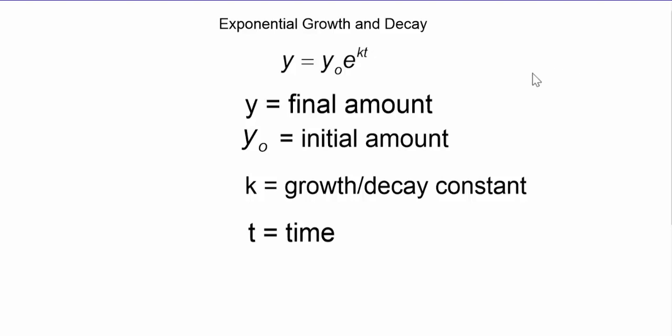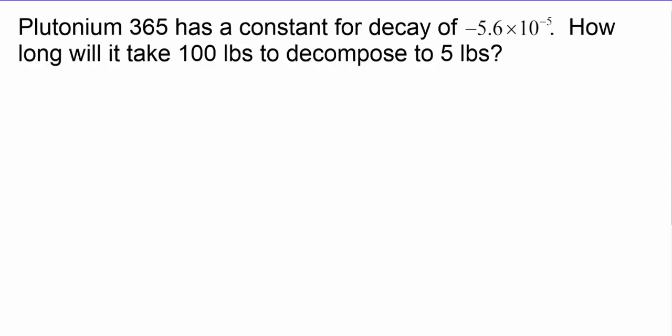Today we'll discuss some applications of exponential equations, and specifically exponential growth and decay problems. A general formula that can be used for all of these is y equals y sub 0 e to the kt power. y is the final amount, y sub 0 is the initial amount, the growth or decay constant is k, and the time is t. Let's take a look at a couple of problems.